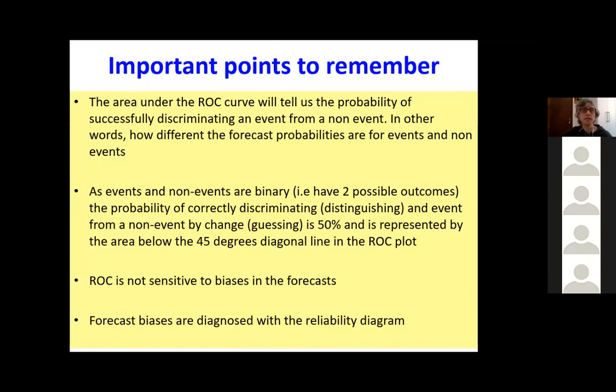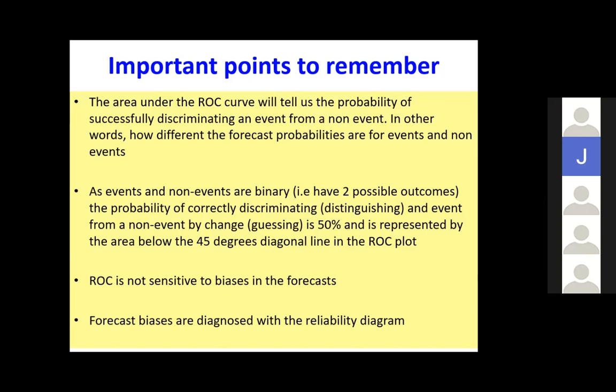Important points to remember then about this ROC. The ROC curve tells us about the probability of successfully discriminating events from non-events. That means, in other words, it tells us how different the forecast probabilities are for events and non-events. Remember those box plots. You want to know how different you can make the forecast probabilities when the event occurs compared to when the event doesn't occur.